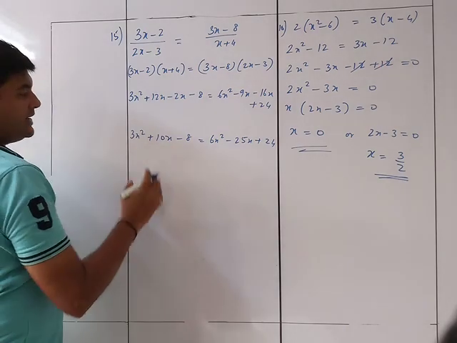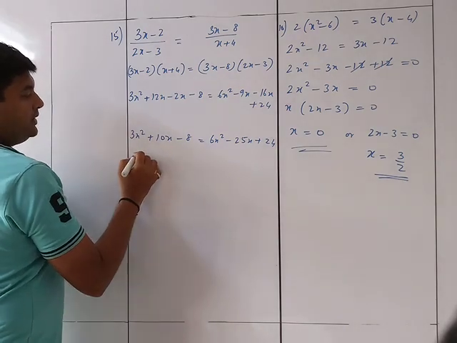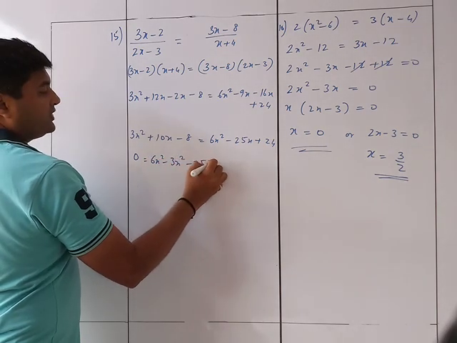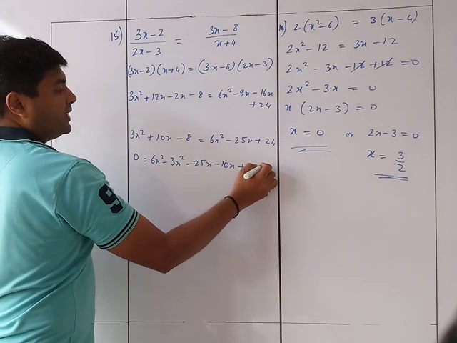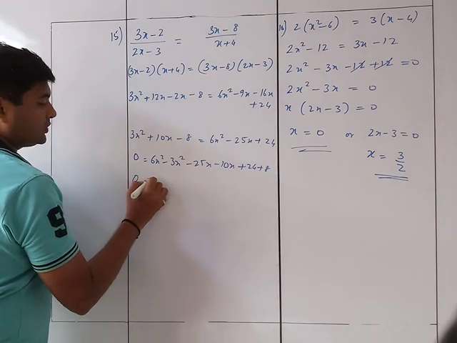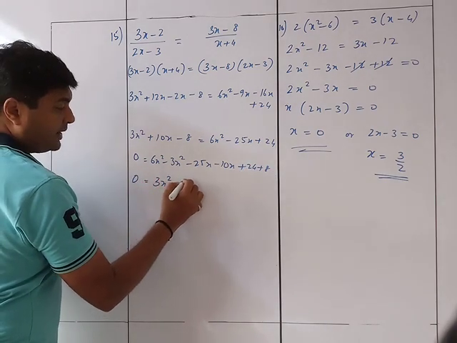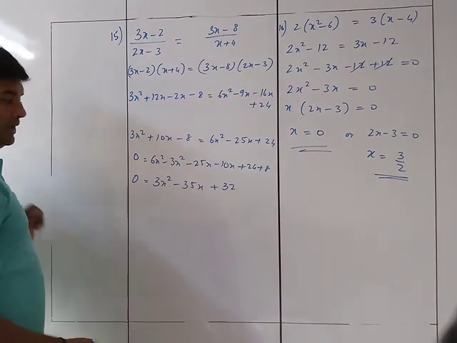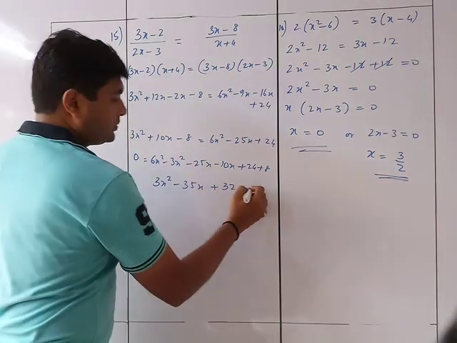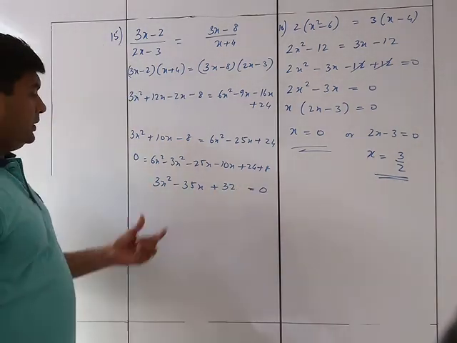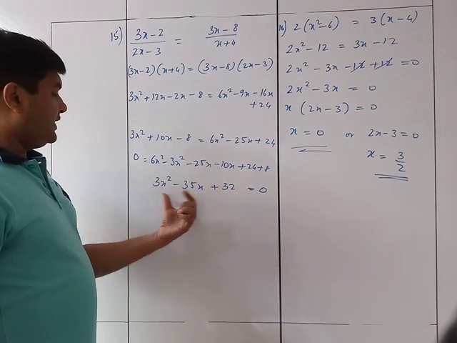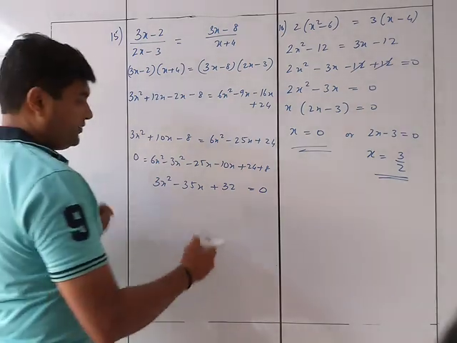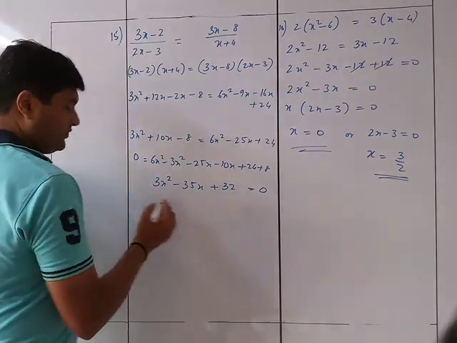Bringing all the things on one side, a bit better on this side. So it will be 0 is equals to 6x square minus 3x square minus 25x minus 10x plus 24 plus 8. So that gives me 0 is equals to 3x square minus 35x plus 32. Okay, or better we'll write it in this form, is equals to 0. So splitting it this way, 32 and 3, and accordingly it should be this way, that itself are the factors.